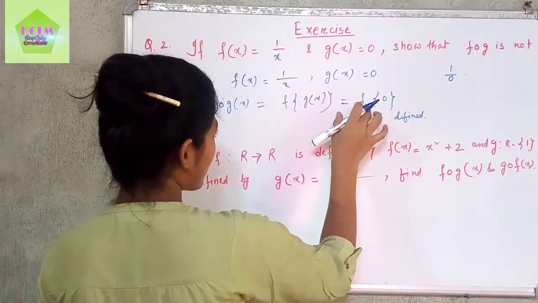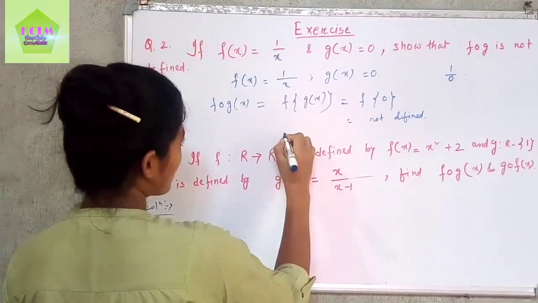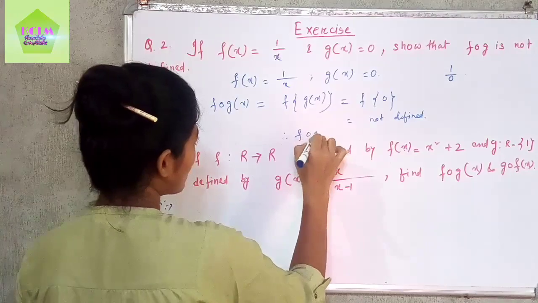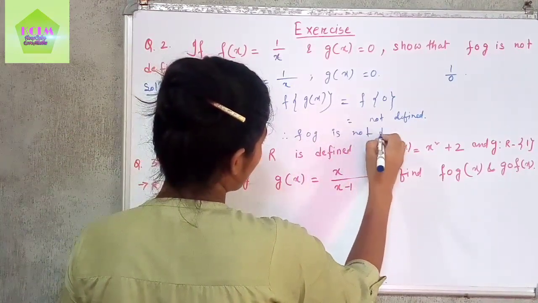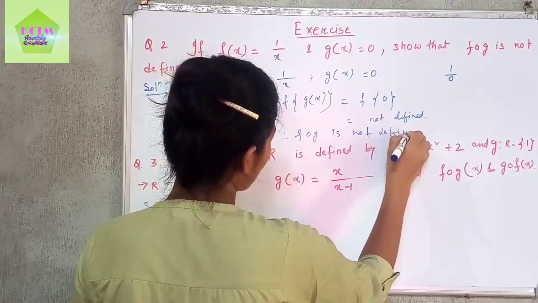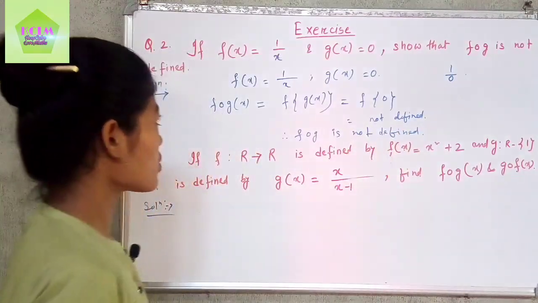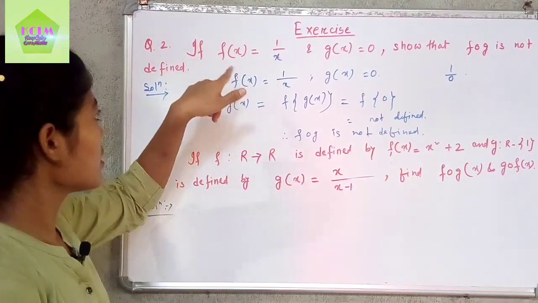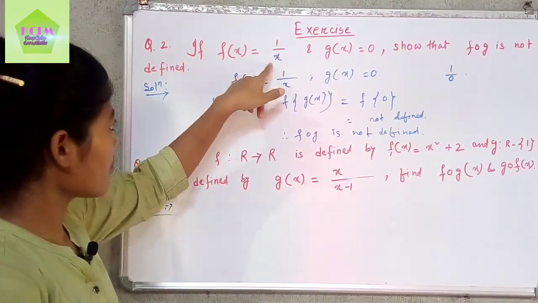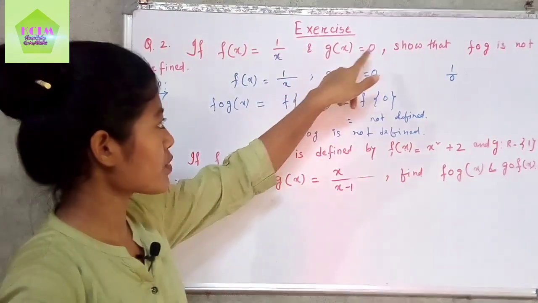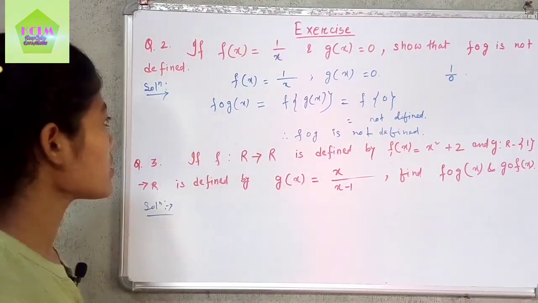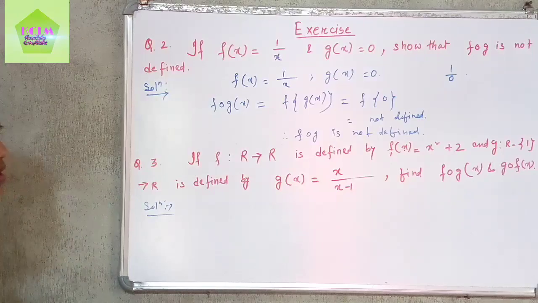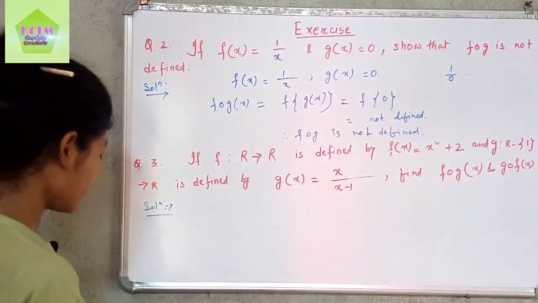Since this is not defined, that means f naught g is not defined. So this question is very simple and it was very easy, because we already defined that f of x equals 1 by x and g of x equals 0, then f naught g of x is always not defined. So this is done. Now the question number 3.